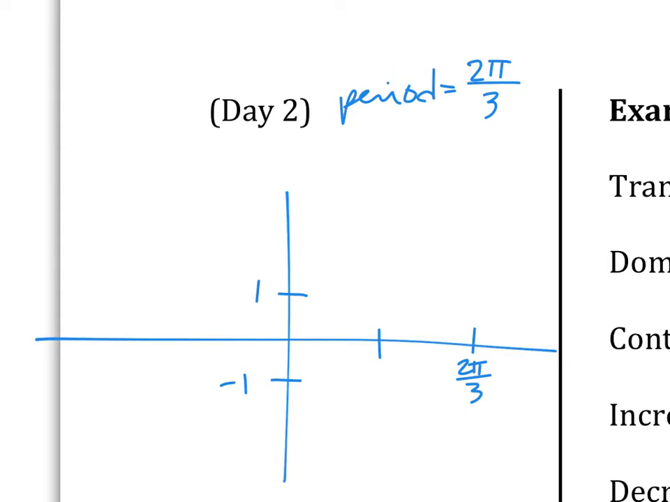There's 2 pi over 3. Cut it in half. Yes, pi over 3. Cut it in half again. Pi over 3 over 2. Yes, pi over 6. Add a pi over 6 to pi over 3.